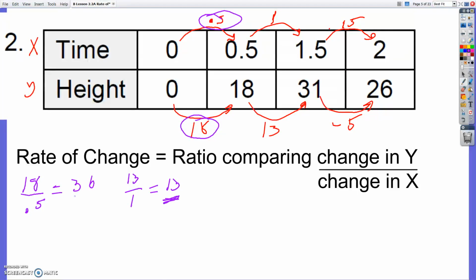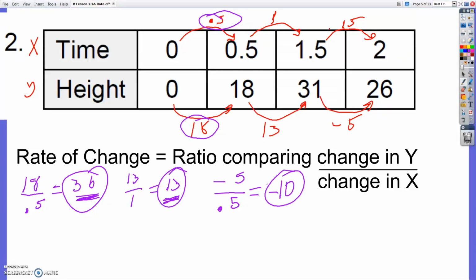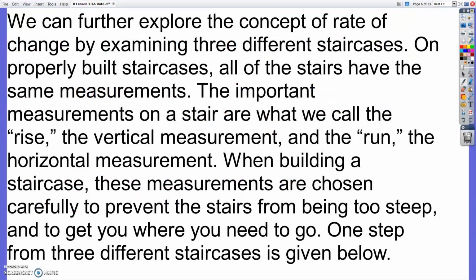Seeing that my two rates of change are different, we can come to the conclusion now that these are not linear relationships. And I can finish this off by having -5 all over 0.5. That simplifies to -10. So as you can see, this rate of change is not equivalent, so therefore it is not linear.